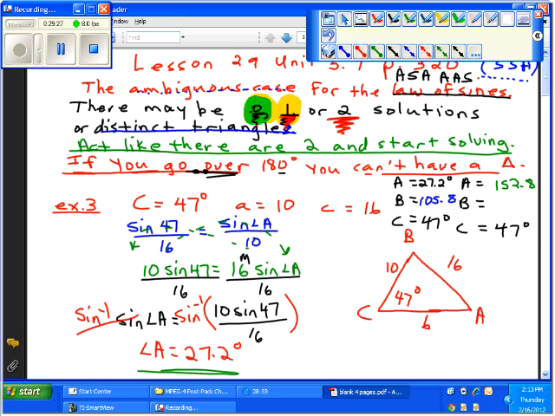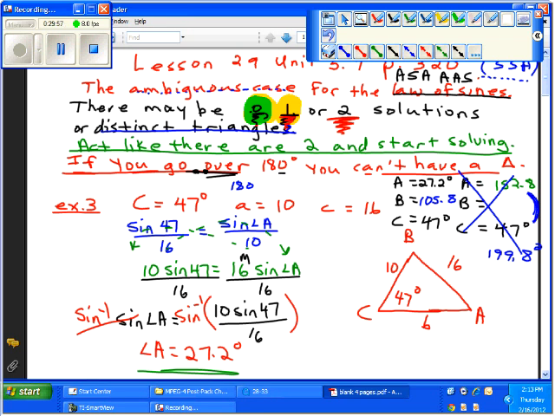Using my second choice for angle A, my second choice for angle B would be 180. Now, can you see already that using my second choice for angle A, when I put angle A with angle C, I've already got 199.8 degrees. I've already gone over 180, so there's no room for angle B. There's not even enough room for A and C in a triangle.